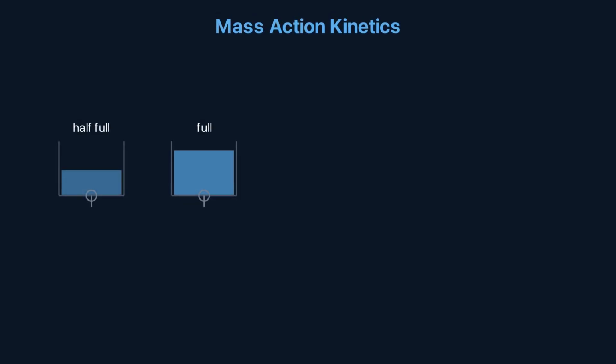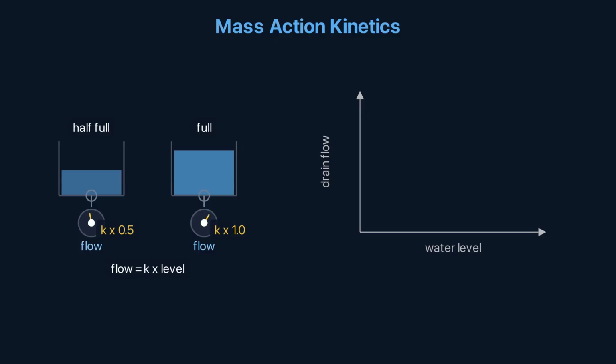The drain flows faster when there's more water, that's mass action kinetics. The rate is proportional to concentration. Double the water, double the drain flow. The proportionality constant k is just the drain's efficiency.